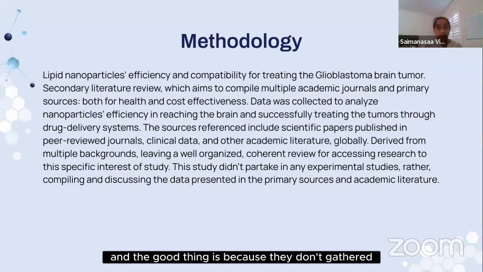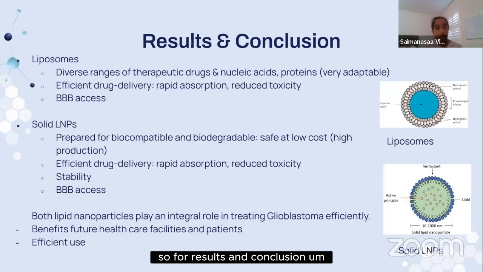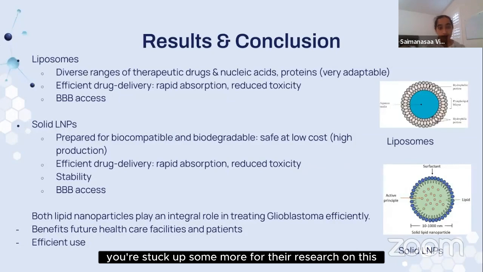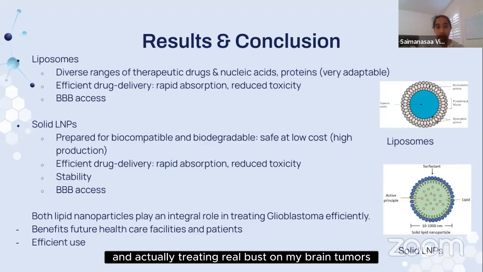And the good thing is, because they're gathered very globally around the world, it's able to gain a lot of different insights about how, even though many people are using it from around the world, it's the same type of idea, and why lipid nanoparticles are really beneficial throughout. So from a results and conclusion, there's still going to be some further research on this, but I discovered that liposomes and solid lipid nanoparticles are very effective for crossing the blood-brain barrier and actually treating glioblastoma brain tumors.